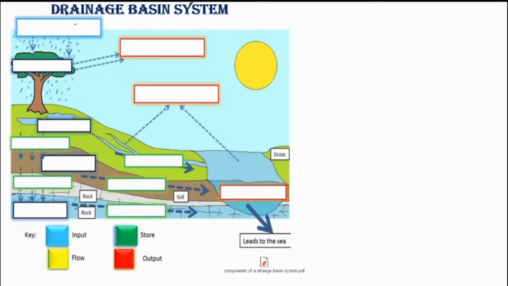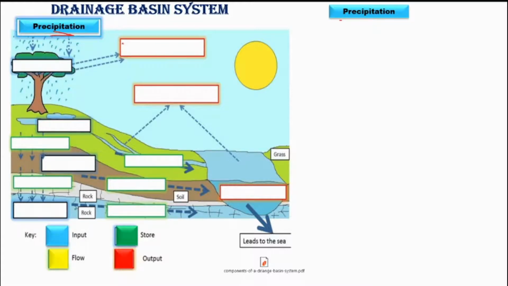On this slide, we are going to take each component one by one and explain them. So I'll start with precipitation, which we all know is the only input in the drainage basin system. It is the rain, snow, and hail falling from the sky. However, rain is the most important form of precipitation.